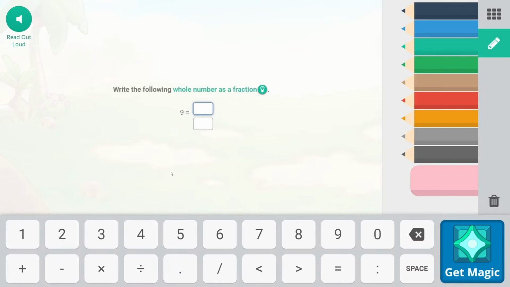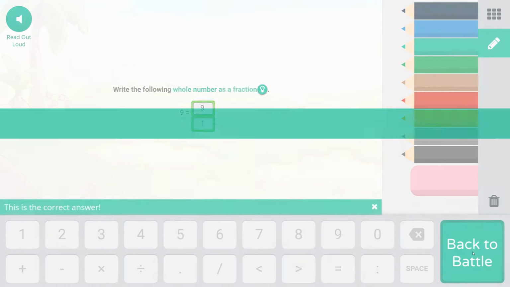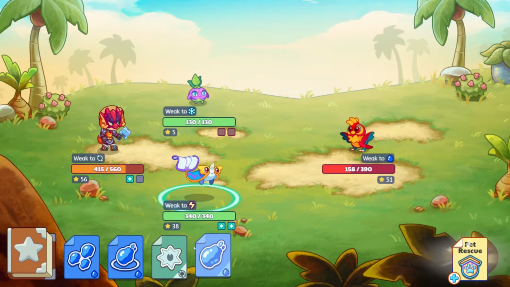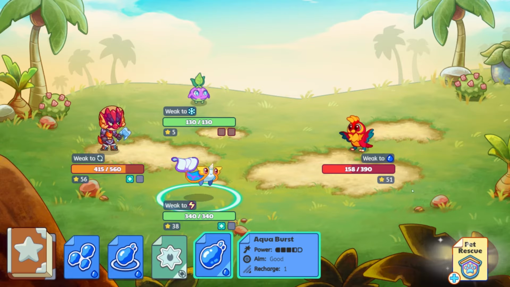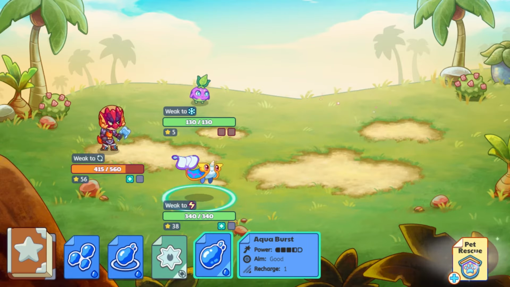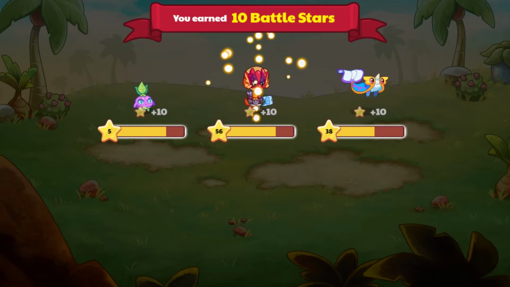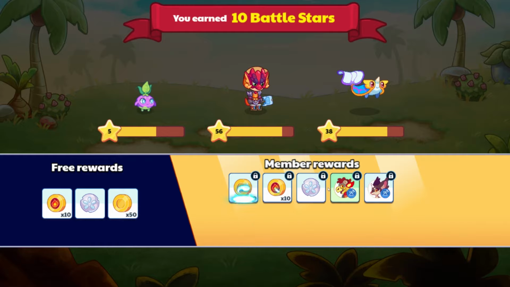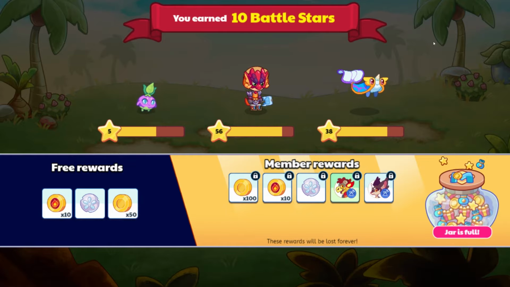All right, write the number as a fraction. Write the following whole number as a fraction. So 9 and 1. 9 over 1 is equal to 9. Woohoo! All right, and then if Aquaburst lands, then we are all done here. Let's see. It does. Fantastic. The battle is over. Dun dun dun. Continue.